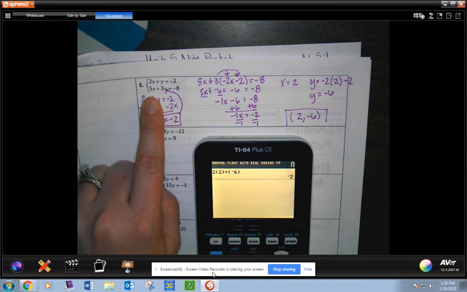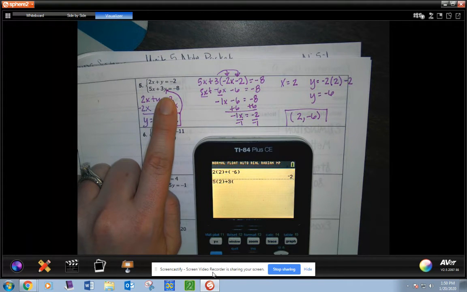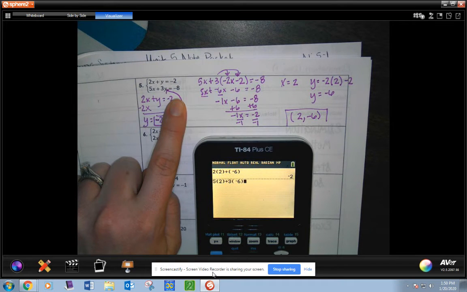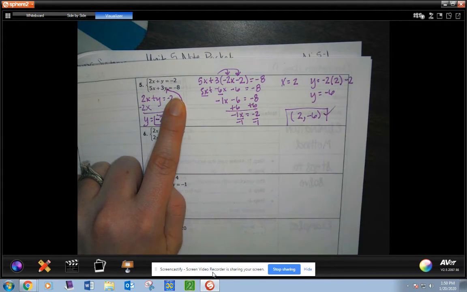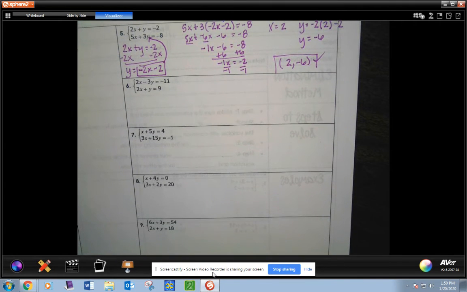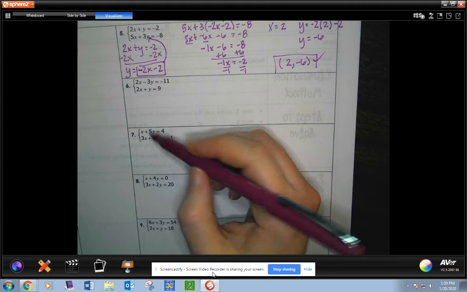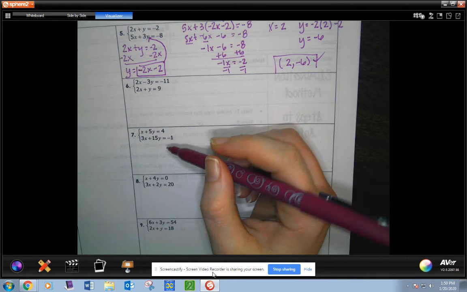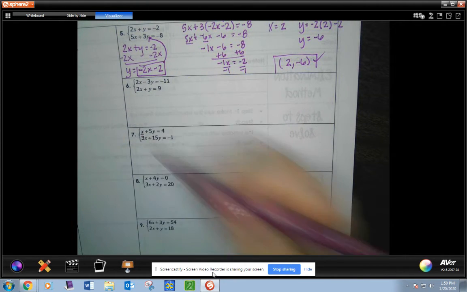You have to check the other one, so we're going to do 5 parentheses, and x was 2, plus 3 parentheses, and y was negative 6, and you should get negative 8, which you did. So this does check. That is your answer. Okay, we're going to move to number 7. For number 7, again, you do not have an equation in y equals or x equals, but you have an x without a number here.